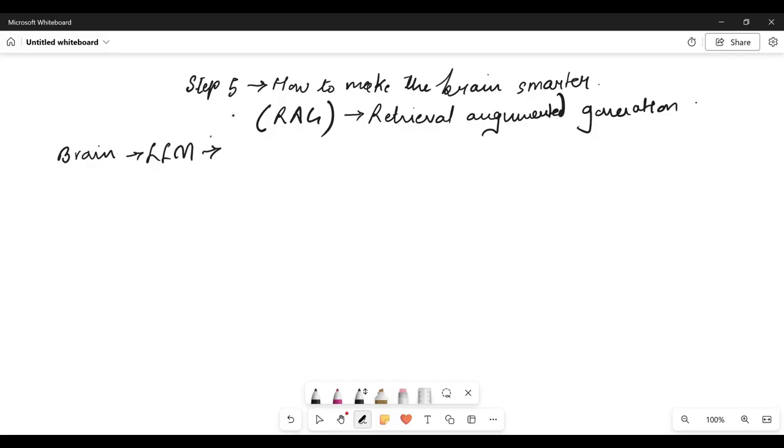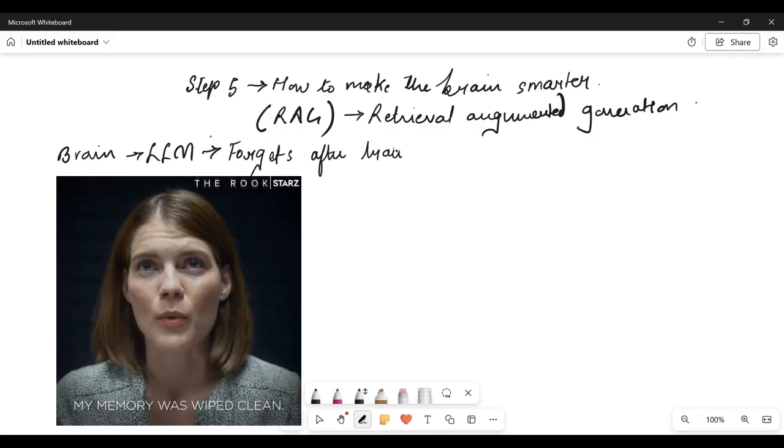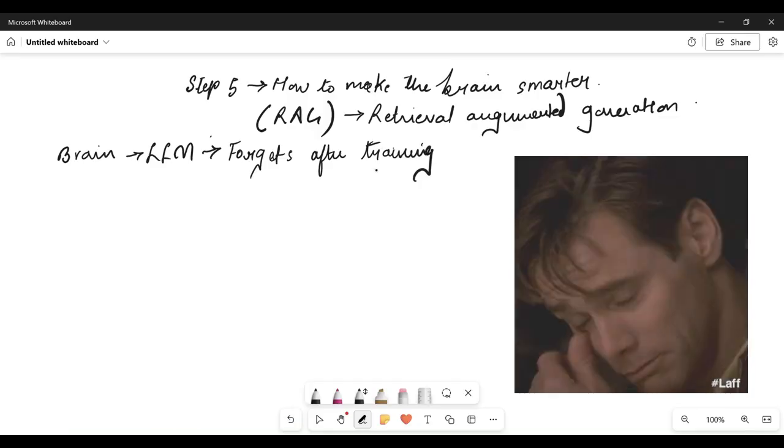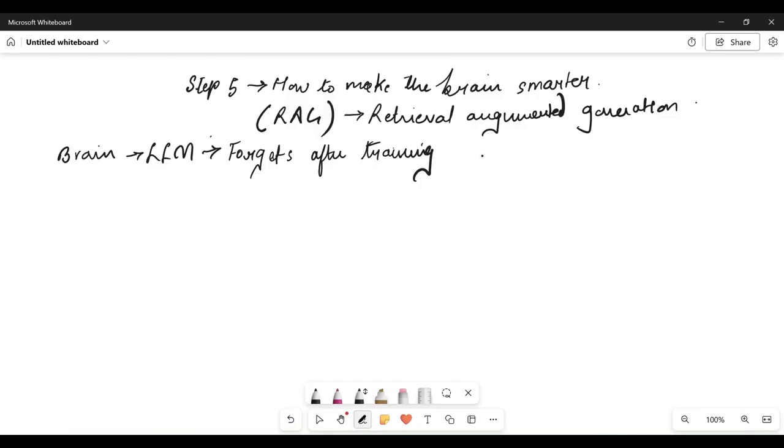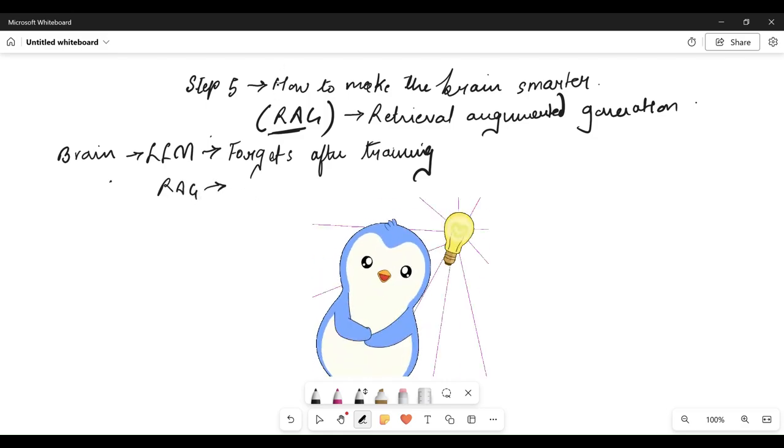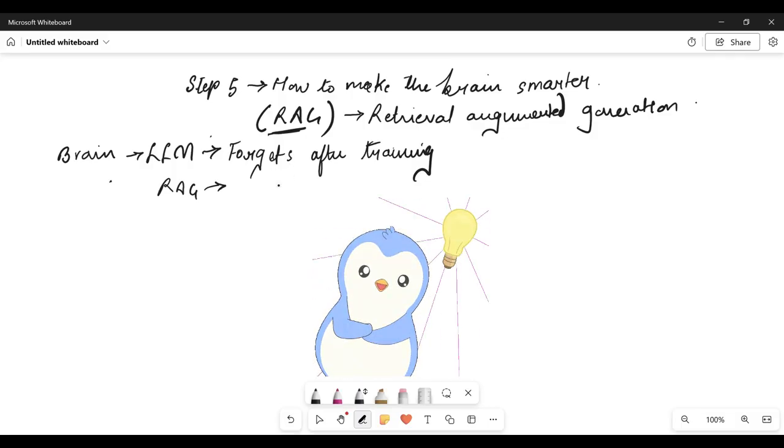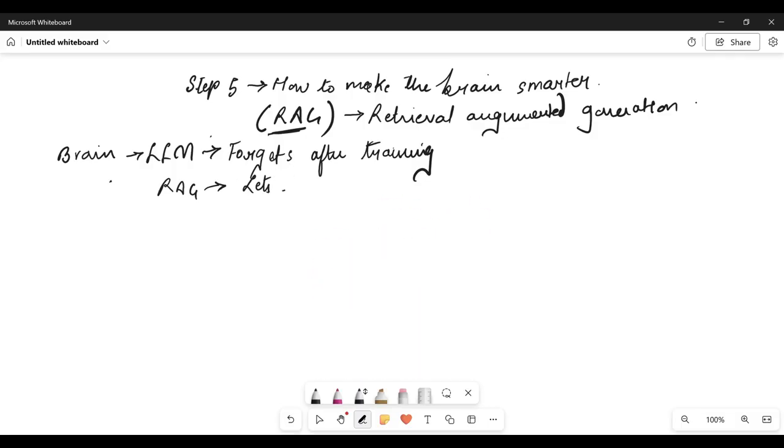In previous videos, we have seen that in GenAI, we have different types of brains for large language models. But the issue with these brains is that they forget after training. RAG lets them search the web or a document before answering.